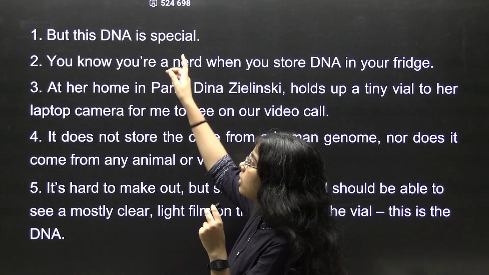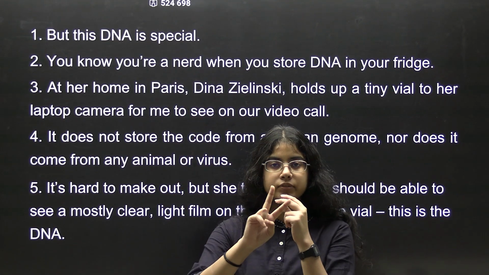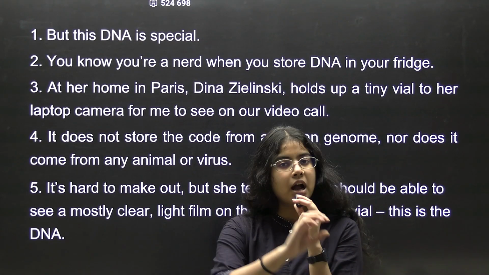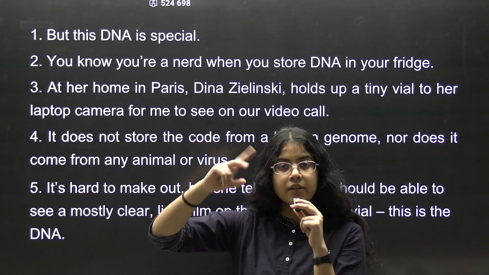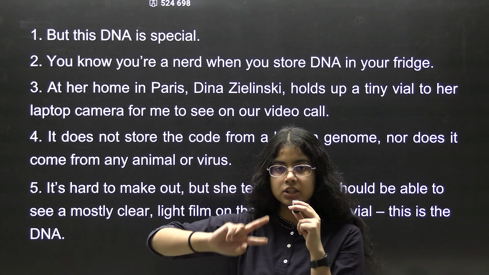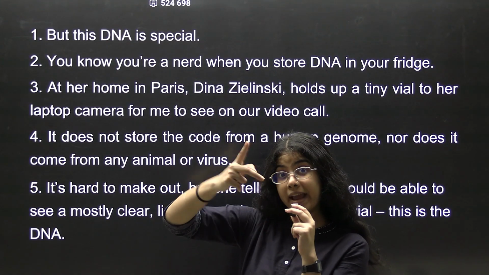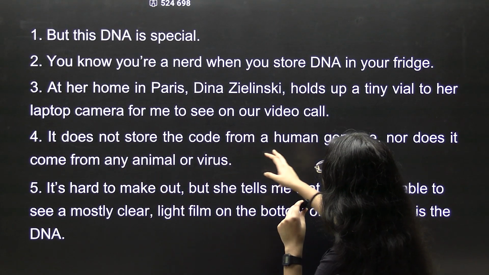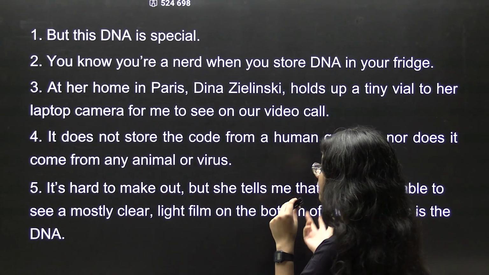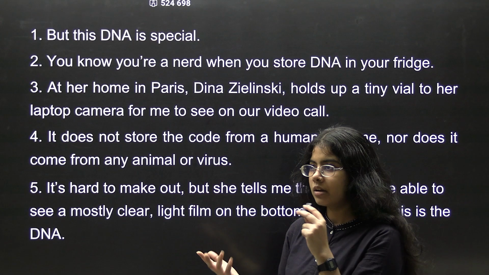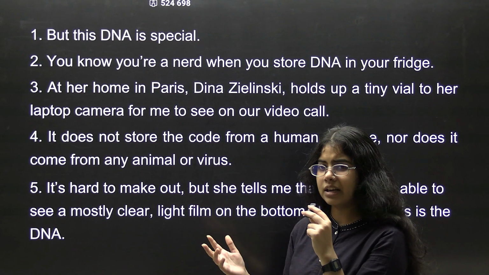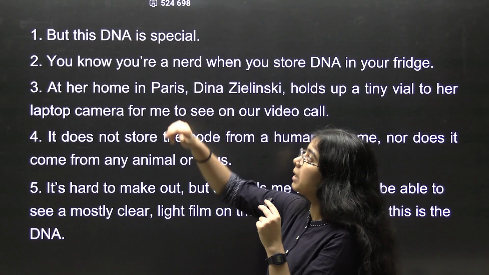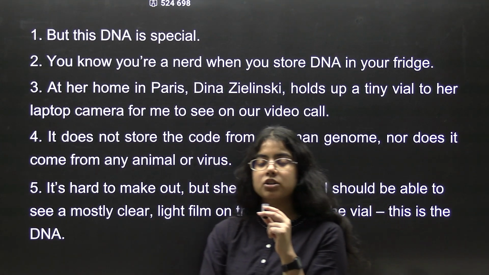Now I'm left with 4 and 1. Whenever you are left with two statements, focus on them carefully. Check the last statement that you placed, and see if any connection fits with it. Otherwise, look for a connection between the two and decide which should come first. It does not store the code from a human genome, nor does it come from any animal or virus. I mean, what an erratic and esoteric type of DNA. But this DNA is special.